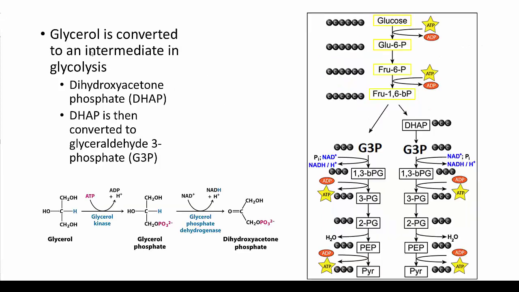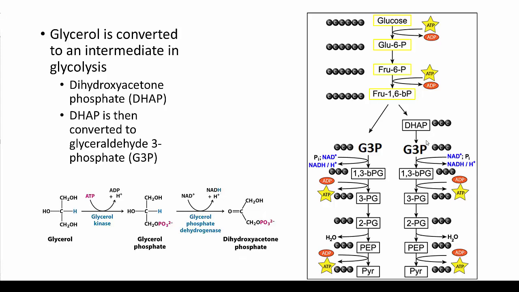When the glycerol head is removed, it can be converted through a series of reactions into an intermediate in glycolysis, which is referred to here as DHAP, dihydroxyacetone phosphate, DHAP for short.